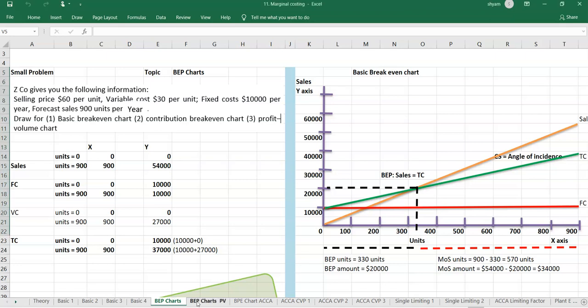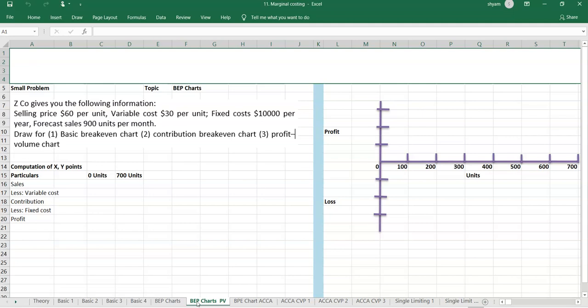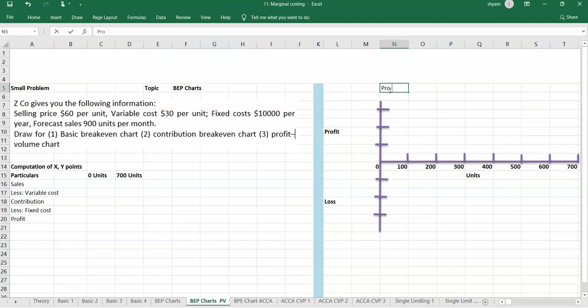So we'll move on to the BEP charts, and in this chart we'll be looking at the profit volume chart. So this is a profit volume chart. We'll explain how this chart is set up.